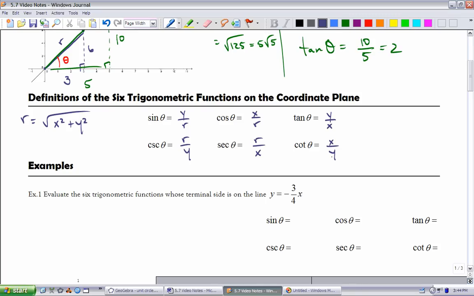Okay, it's worth noting here that r will always be greater than 0. It's a distance, so it's always positive. That's going to be key. X and y, however, could be positive or negative based on what quadrant they're in.